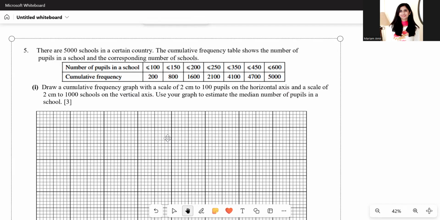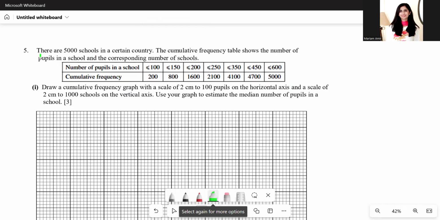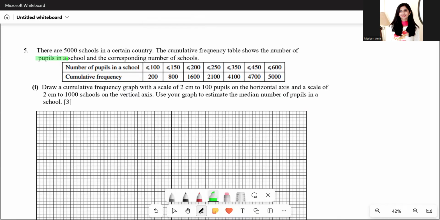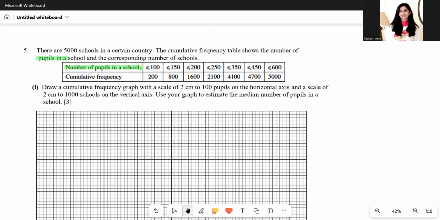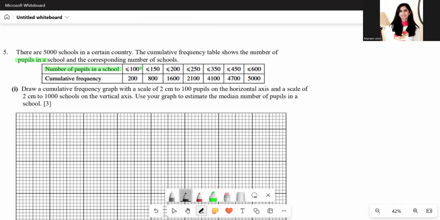Okay, now it will be a very, very bad idea to just use this table and start plotting the cumulative frequency curve. The reason for that is that we need to realize that this data is discrete data. It shows the number of pupils in the school. These are discrete values. That means if I change this into a frequency table first, I'll start with 1 because the smallest number of pupil in a school can be 1. It cannot be 0. Okay, and then from 1, we can go till 100 because it says 100 over here.